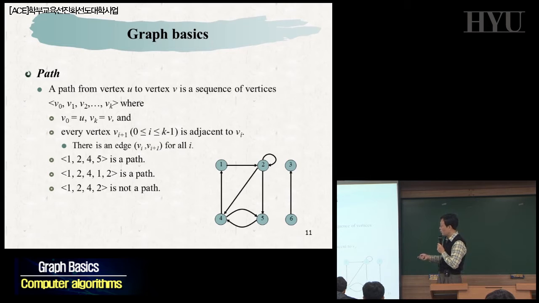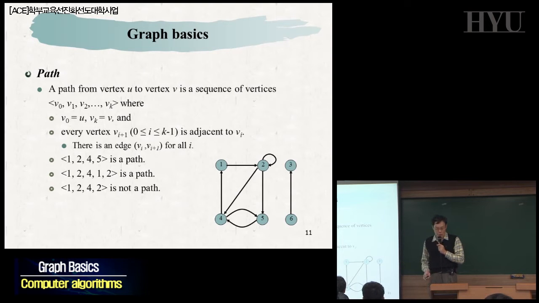Yes. 1, 2, 4, 1, 2. Because there is an edge between every adjacent pair of vertices, it is a path. And vertices can be repeated: 1 appeared twice and 2 appeared twice. No problem.